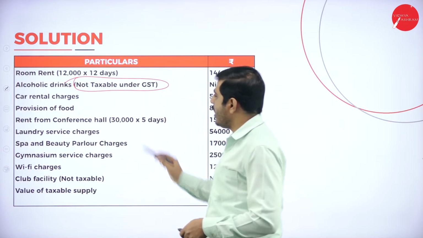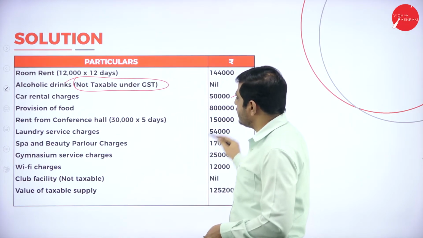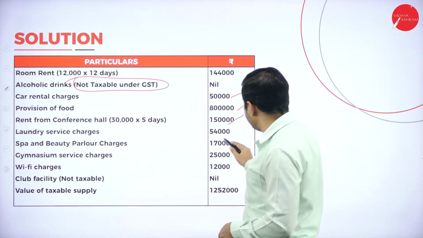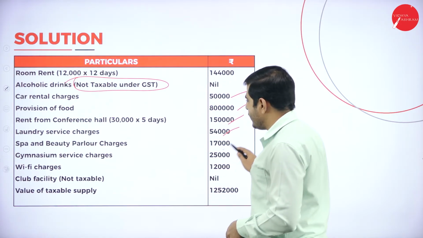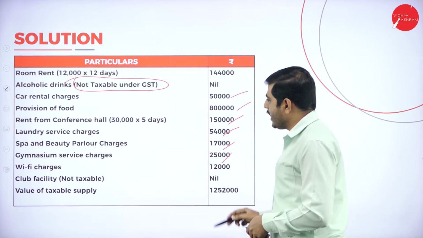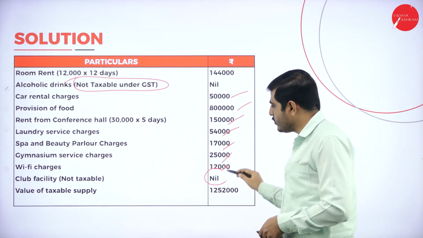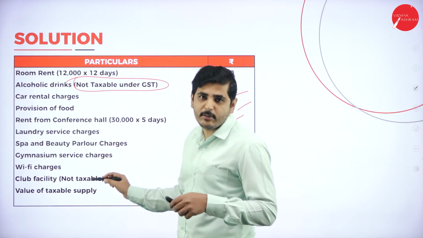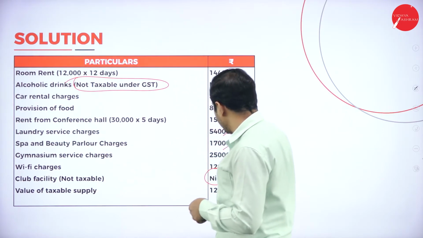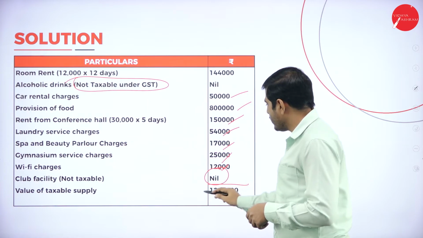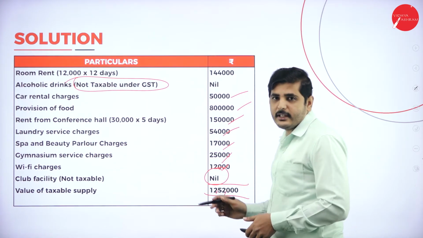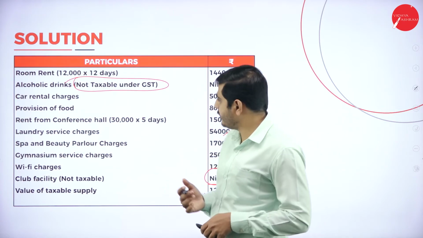Next one, car rent service we can add. Provision of food we can add. Rent for conference hall we can add. Laundry service we can add. Spa we can add. Gymnasium we can add. Wi-Fi we can add. Here also the club facility will not come under GST. It is not taxable because it is a non-profit or non-trading concern. So the value of the total supply is 12,52,000. On this we can calculate the GST at 18% if you want.